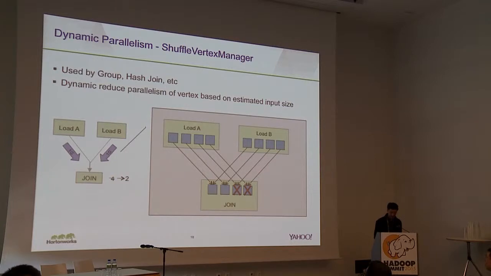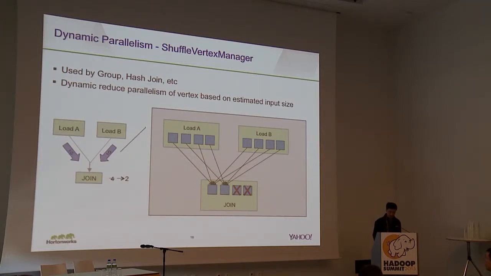Notice vertex A and vertex B are already started, so the output data is already partitioned into 4. And in this scenario, Tez will do something very sophisticated. It will reroute the partitions originally going to task 3 and task 4 to task 1 and task 2. And thus, the parallelism of the join vertex is changed at runtime.